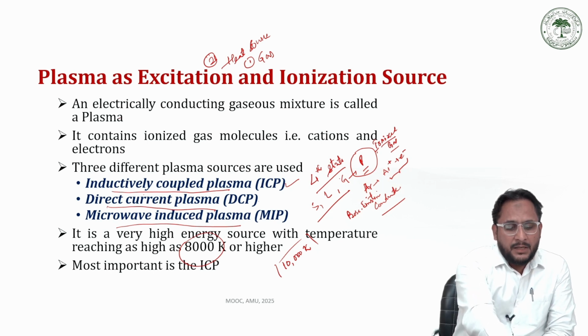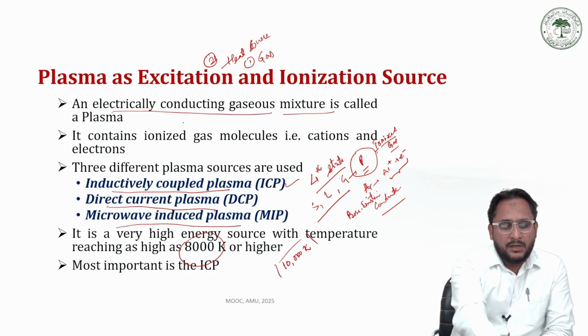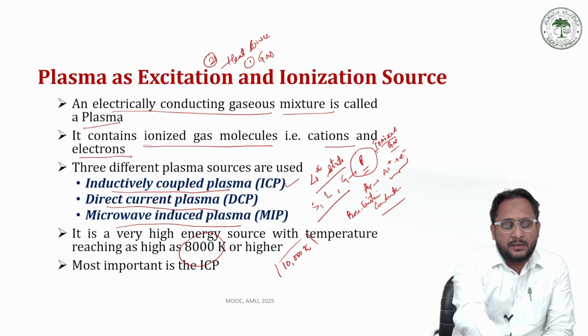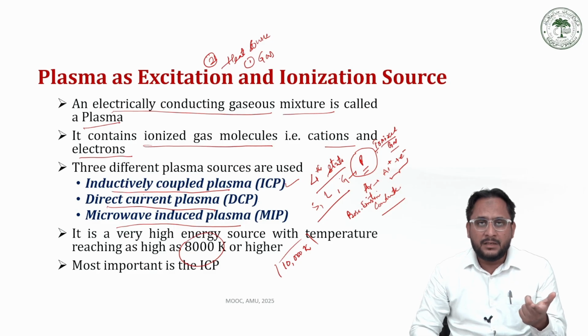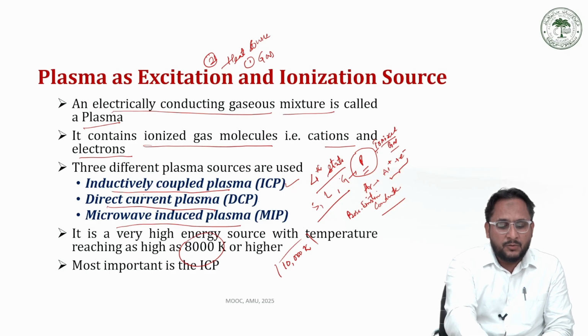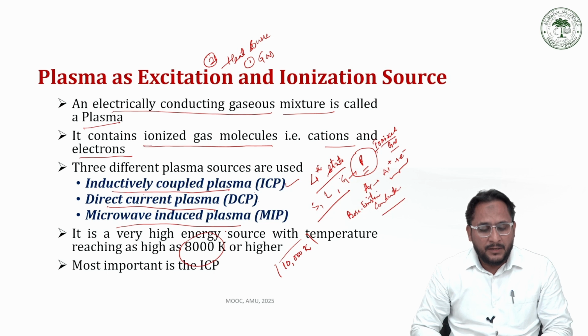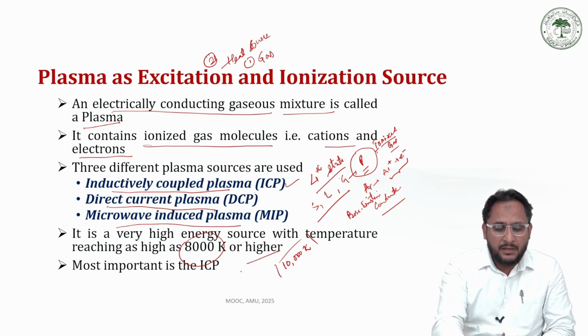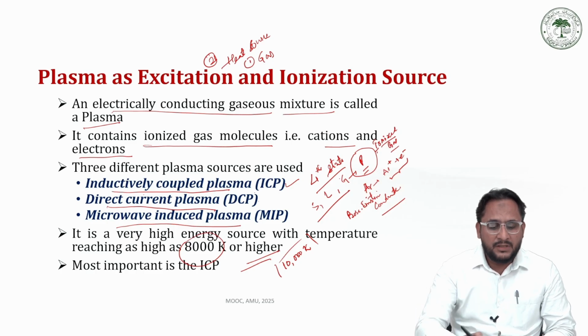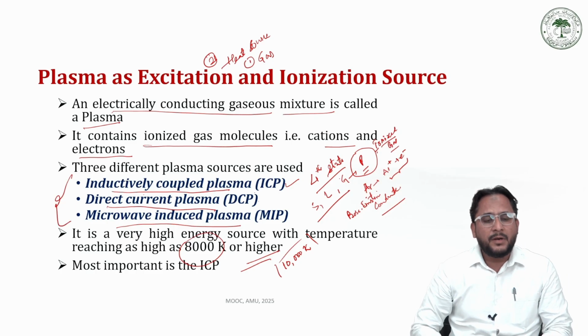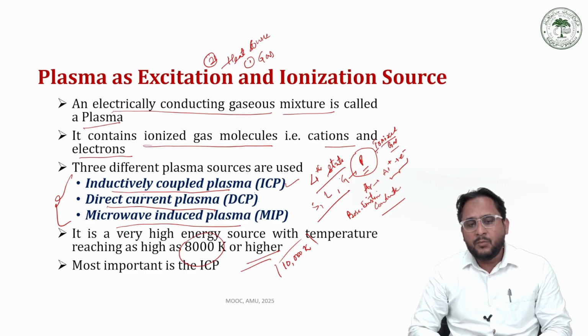As I said, an electrically conducting gas mixture is called a plasma. It contains ionized gas molecules, meaning cations as well as electrons, and they are only formed when gas is heated either by electric discharge or by giving direct heat at very high temperature. Then there are three different plasma sources: inductively coupled plasma, the direct current plasma, and microwave induced plasma. And they have the capacity to achieve temperatures of over 10,000 kelvins. Out of these three techniques, inductively coupled plasma is the most interesting and most widely used technique.